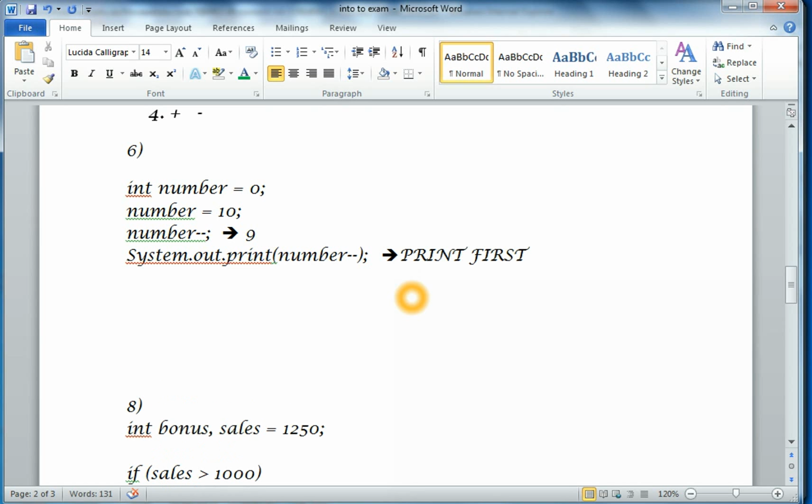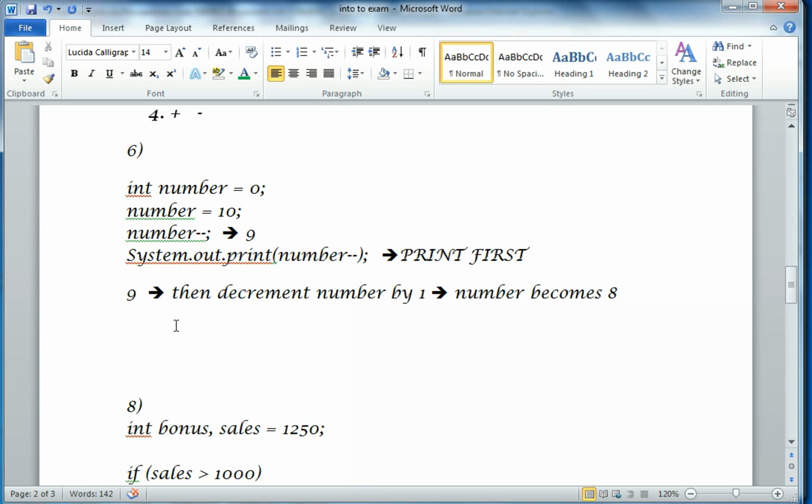So what would be the output? Will be 9. Okay, and then decrement number by 1, which leads number to become 8. Although it prints out 9 at the end of this segment of code, the result of number will be 8, but it prints out 9 because it prints out first and then decrements it.